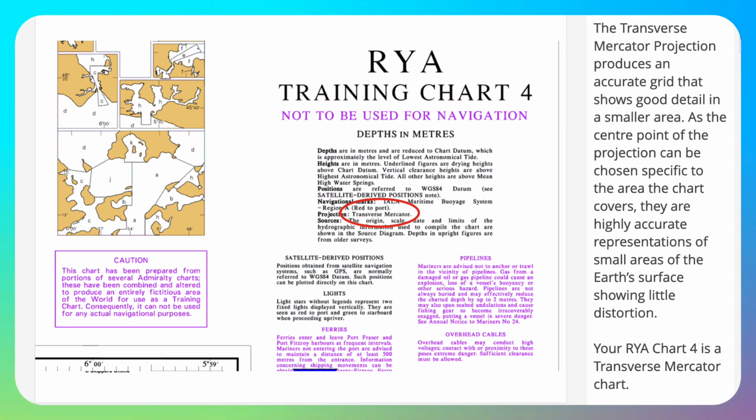The transverse Mercator projection produces an accurate grid that shows good detail in a smaller area. As the center point of the projection can be chosen specific to the area the chart covers, they are highly accurate representations of small areas of the Earth's surface, showing little distortion. Your RYA Chart 4 is a transverse Mercator chart.